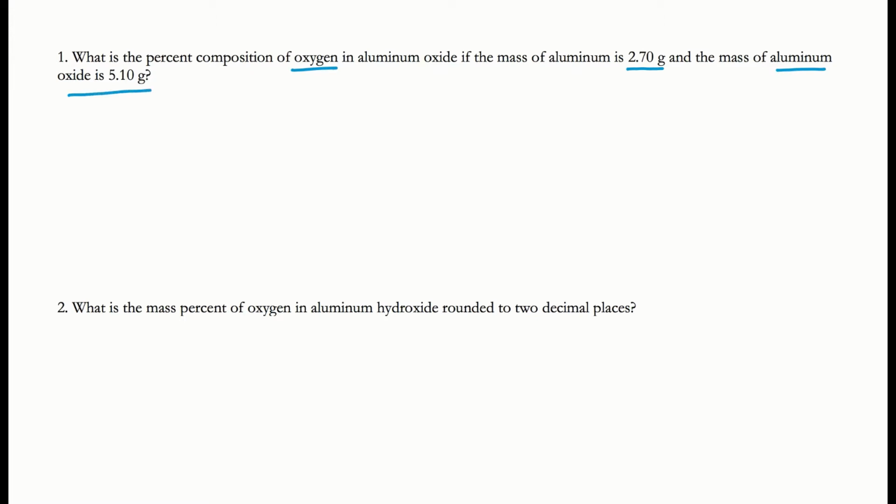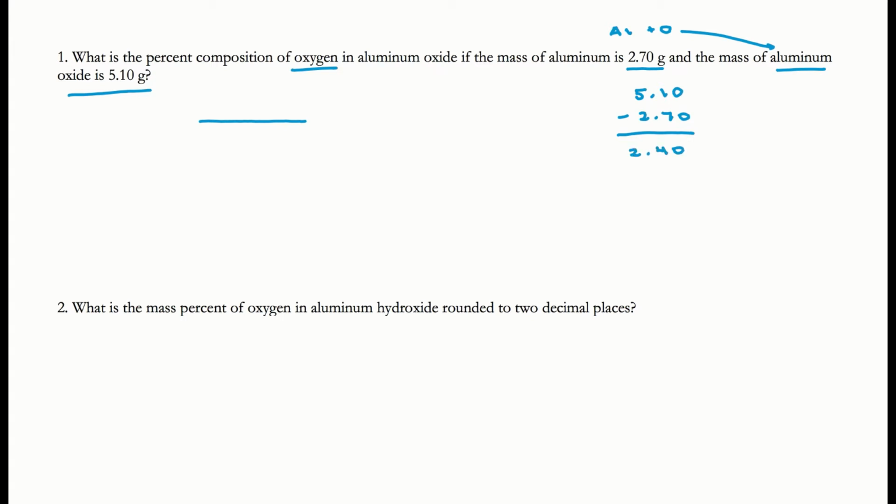So I'm asking, what is the percent composition of oxygen, but I'm given just the mass of aluminum and the mass of aluminum oxide. Well, if I am just adding aluminum and oxygen together to give me aluminum oxide, then to determine the mass of just oxygen, I need to subtract the mass of aluminum, 2.70, from the total mass, which is 5.1. So 5.1 minus 2.70, the mass of just oxygen is 2.40.